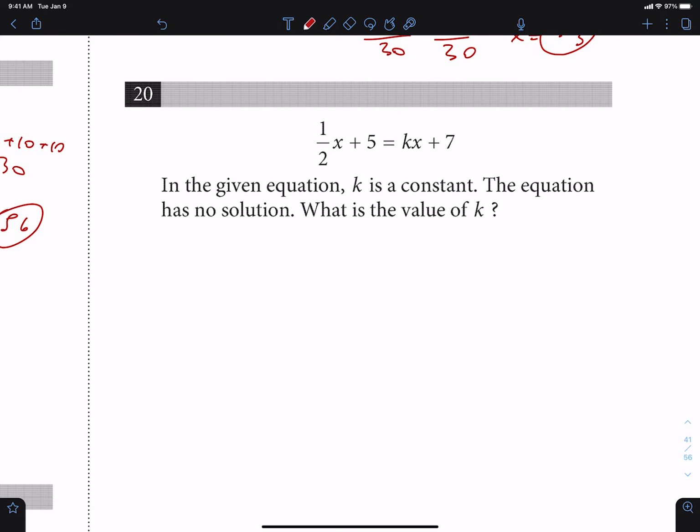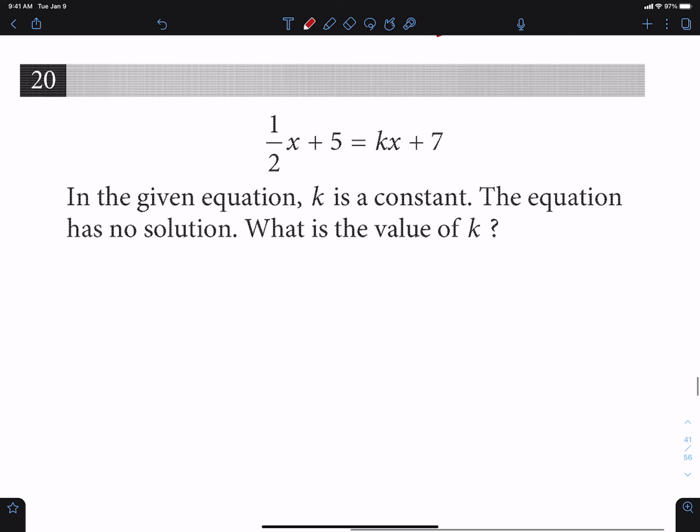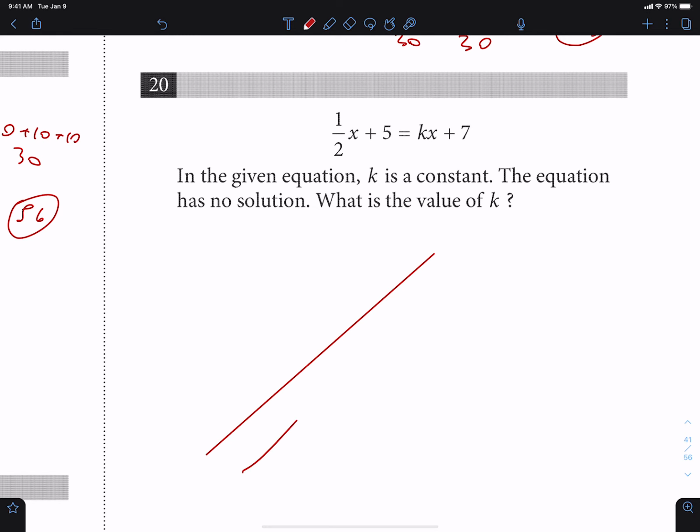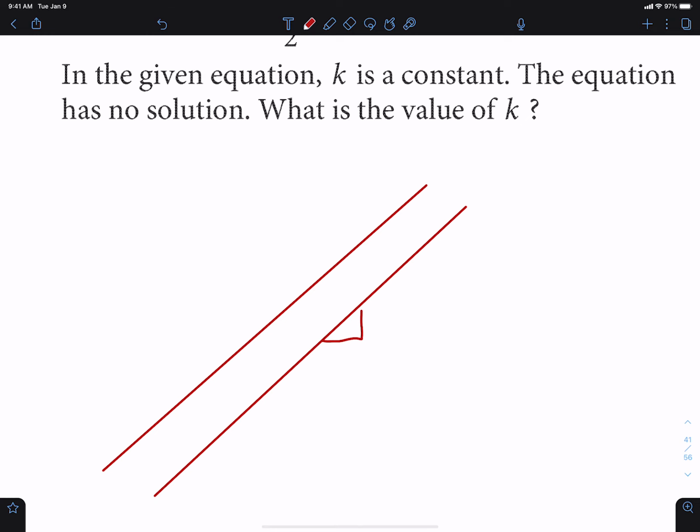In the given equation, k is a constant. The equation has no solution. What is the value of k? Okay, remember that in a linear system, when we have a solution, that just means that the lines are going to intersect at some point, right? Now, if lines have no solution, that means that they're never going to intersect, or in other words, that they're parallel. They're going to look a little bit like this, which means they have the same slope.